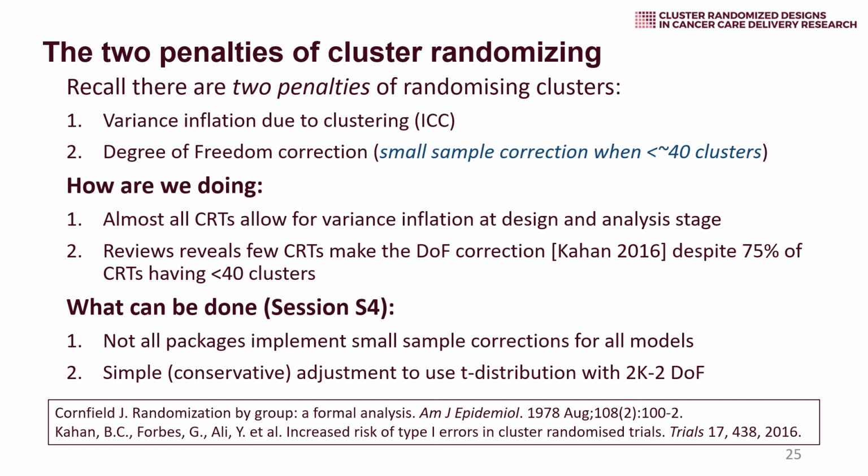Now, almost all cluster randomized trials allow for the variance inflation at both the design and the analysis stage. So we're doing absolutely fine when it comes to allowing for the clustering, or the ICC. But reviews reveal that very few cluster trials make this degrees of freedom correction, despite the fact that 75% of cluster trials have fewer than 40 clusters and so should be making this correction.